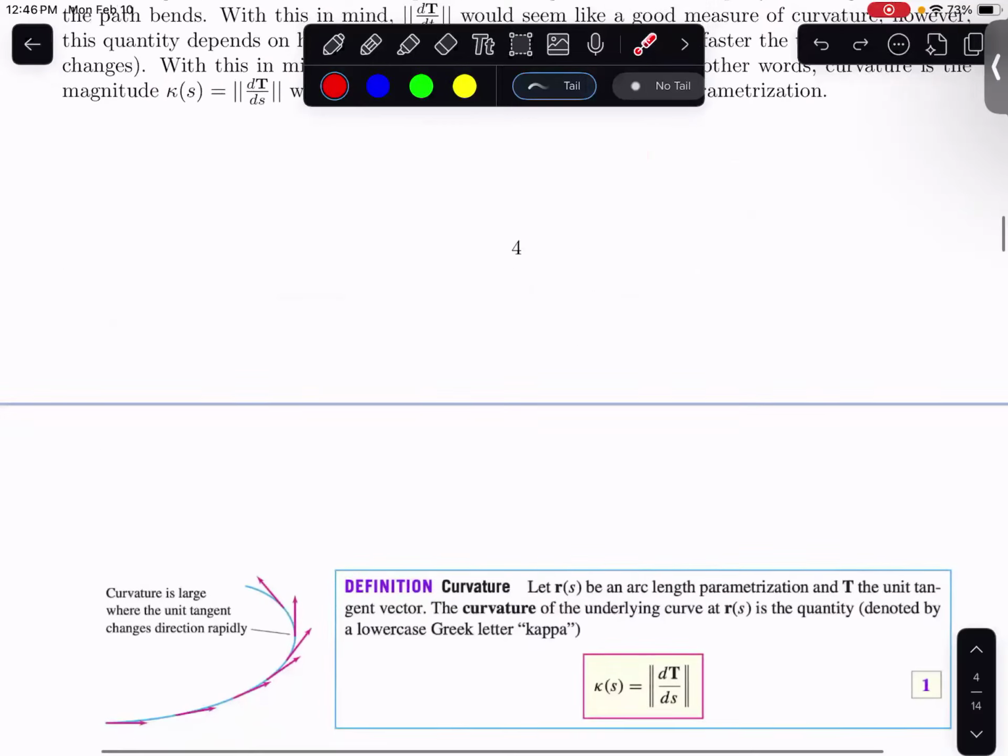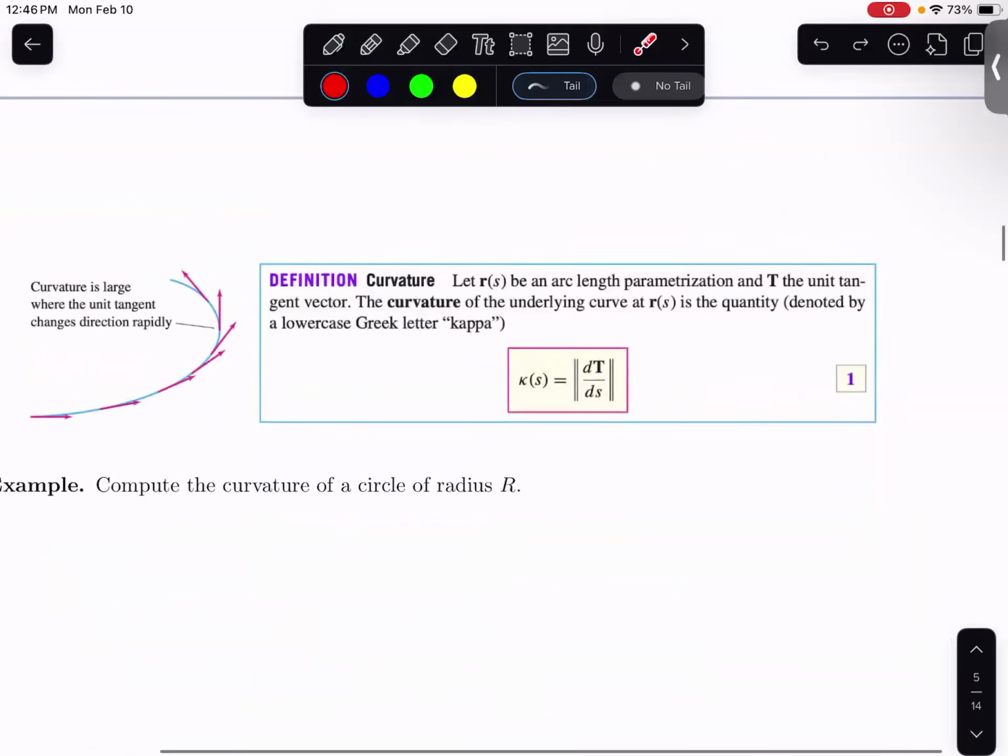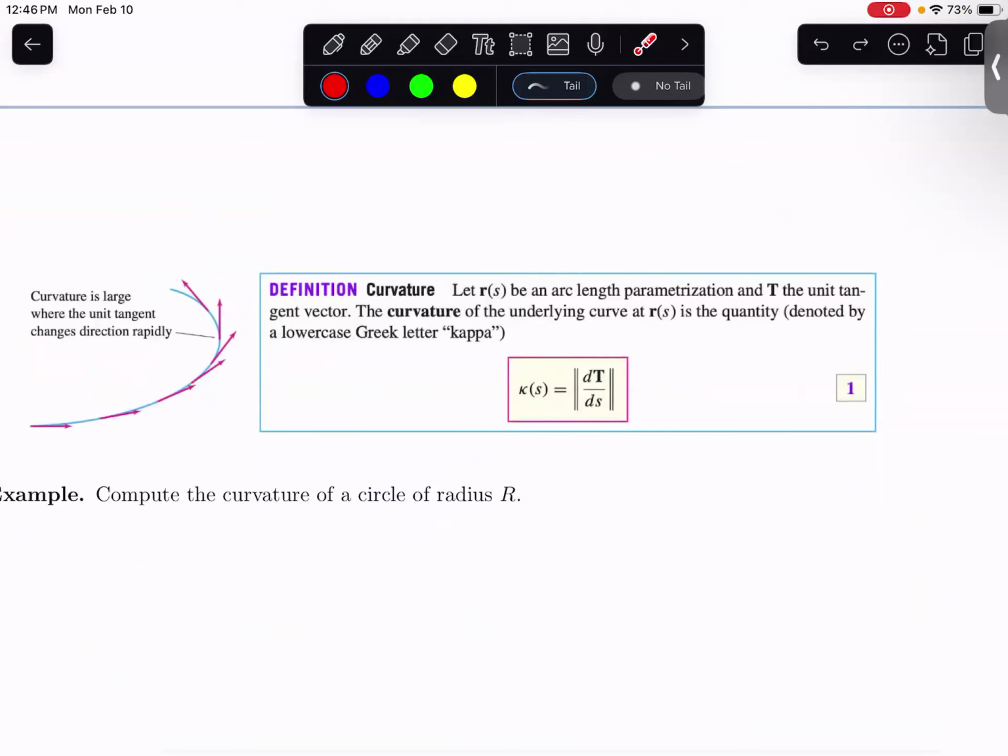Right, so this is summarized at the top of the next page in the definition. So if we have that r of s is an arc length parameterization and T is a unit tangent vector, the curvature of the underlying curve at r of s ends up being the following quantity. So you take your unit tangent vector parameterized by s, you take its derivative, and then you compute the magnitude.